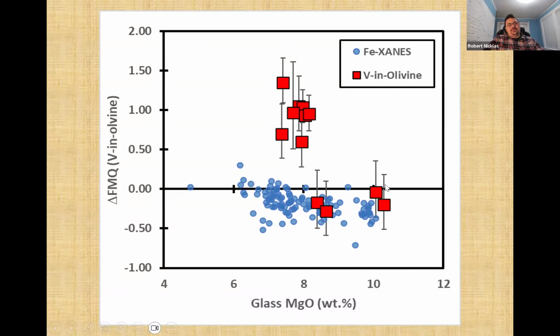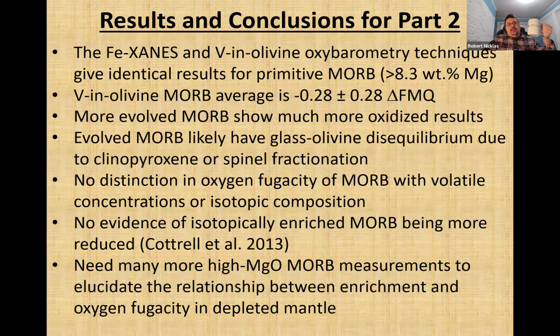I don't think their oxygen fugacity is actually close to FMQ plus 1, because that is very high for MORB, and it doesn't match the Zanes data, either the Zanes average or the Zanes data for the exact same samples. What I likely think is happening instead is that olivine and glass are not in equilibrium with each other due to either inheritance of clinopyroxene or spinel in the glass analyses.